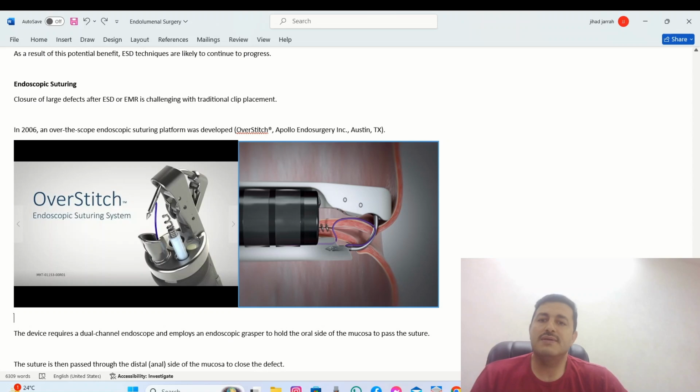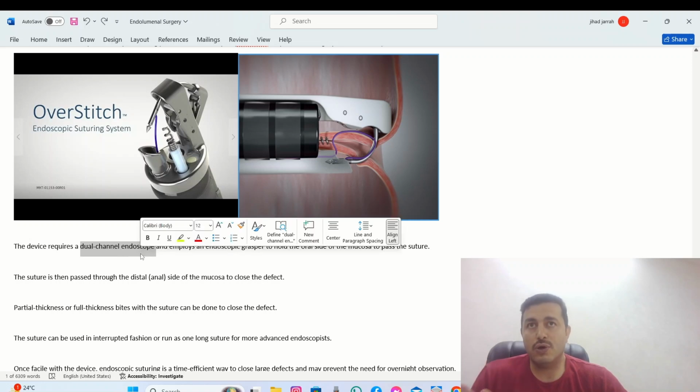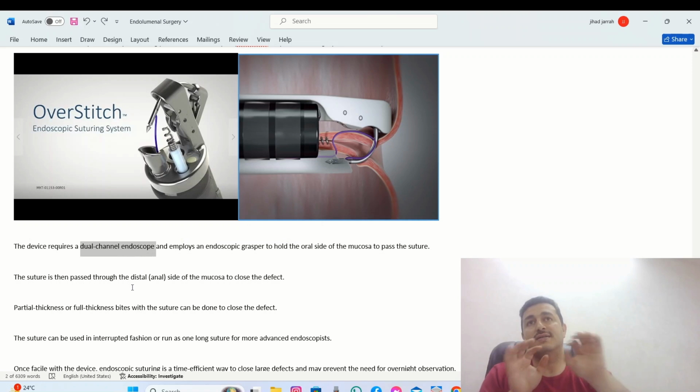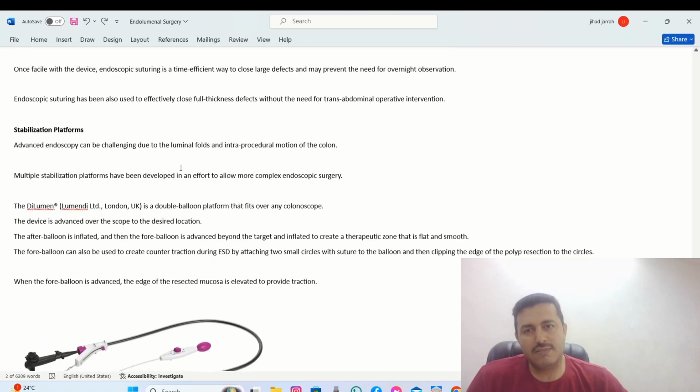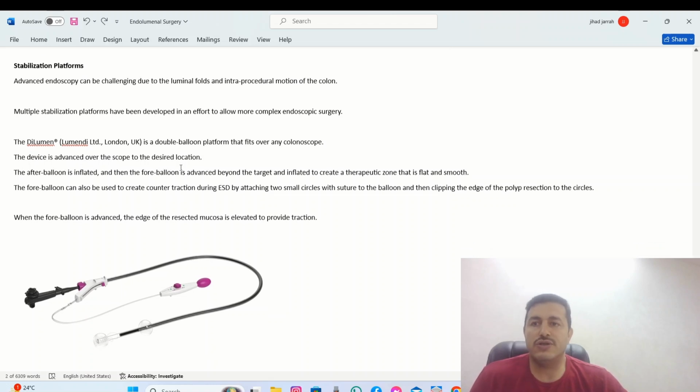We have different models. As you see here, we have the OverStitch, in which there is a grasper to grasp the tissue and take a stitch over here. It can spare the patient overnight observation and allow safe discharge. Actually, this is the OverStitch. It requires a dual channel endoscope. If you remember in the previous lecture, we said that some colonoscopes have two working channels, so that we can pass the grasper and we can pass the needle. This is regarding the suturing related to our iatrogenic injury.